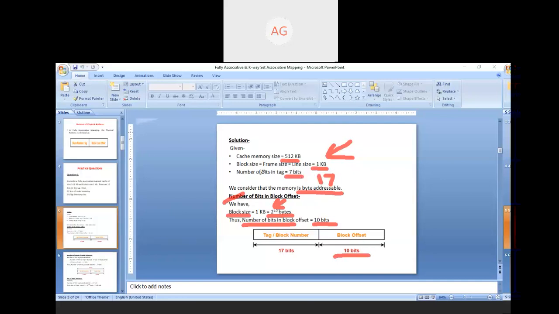And how many bits are in the tag? 17 bits. So 17 bits are there in the tag of the block number, and 10 bits in the block offset. Just remember the physical address for fully associative memory: only two divisions are there. First is the tag or block number, and second is the block offset. As we found, 10 bits are in the block offset and 17 bits in the tag field, which is already given to us. Moving to the next slide.